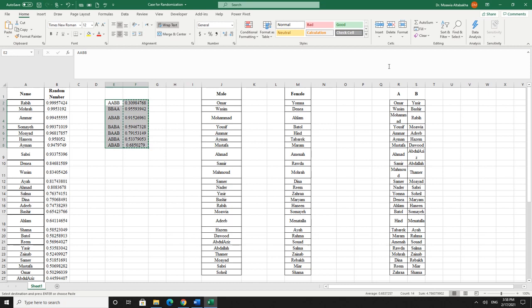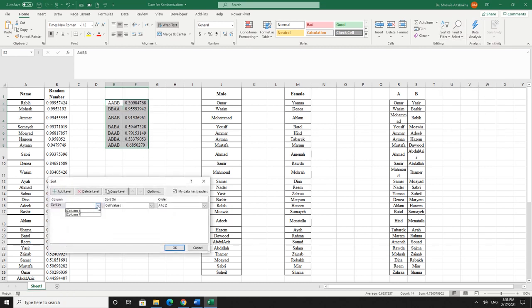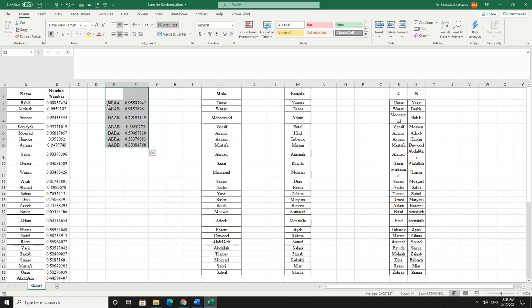Now I will arrange them. I will sort them according to group F from the highest to the smallest. Okay, look, this one mixed them up for me. Okay, now I don't need this one, so I can say, okay, the first 4 will take this.